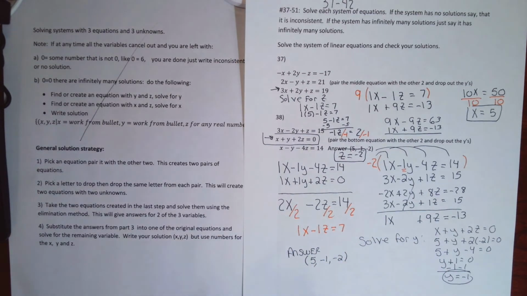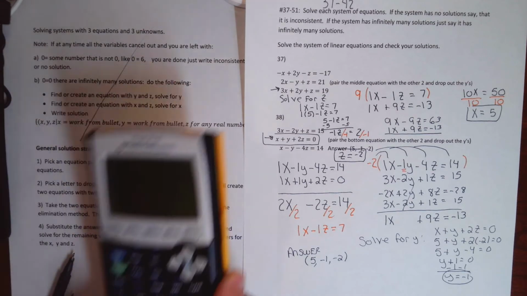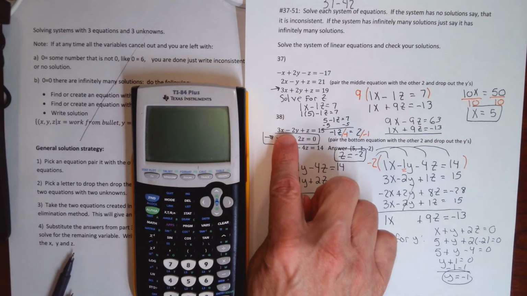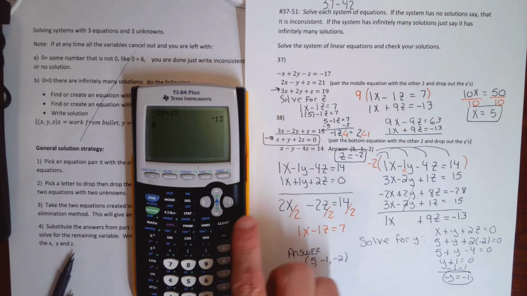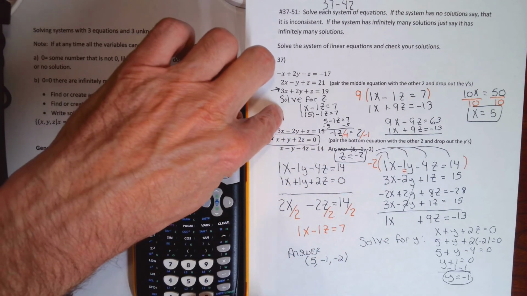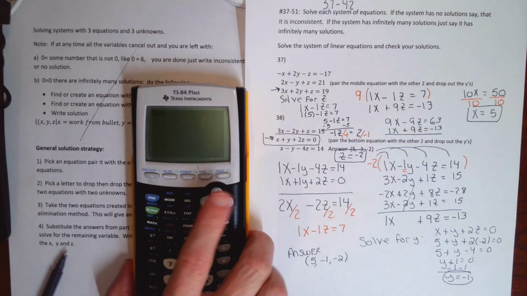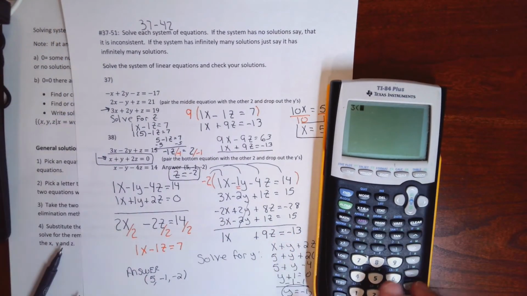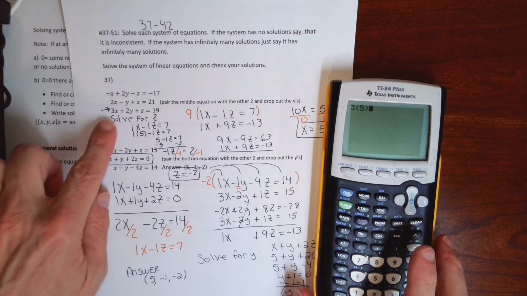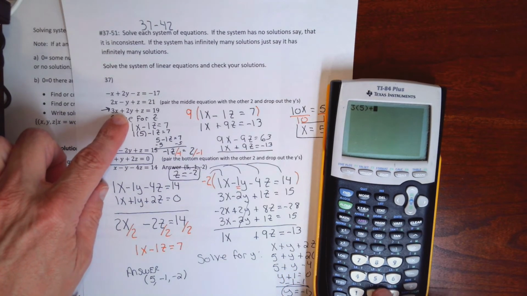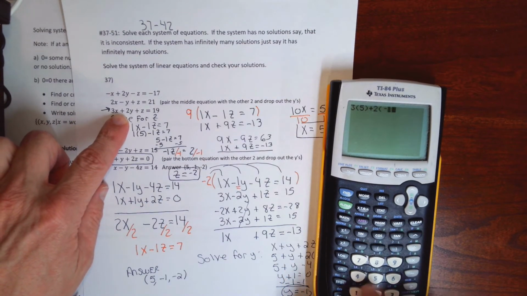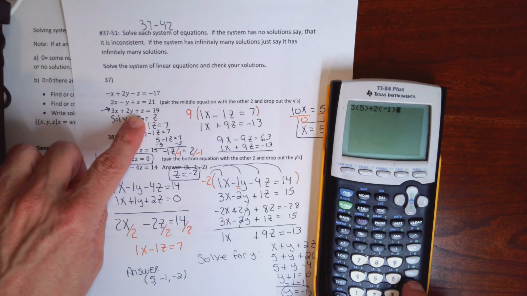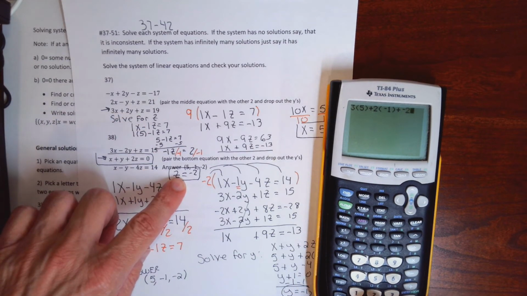If I want to, I could check. So I'll calculator check one row at a time just to show you. What I need to be able to do is go to the top equation, change the x to 5, make the top equation 3 times 5, for 5 for the x, plus 2 times -1 for this y, plus -2 for that z.